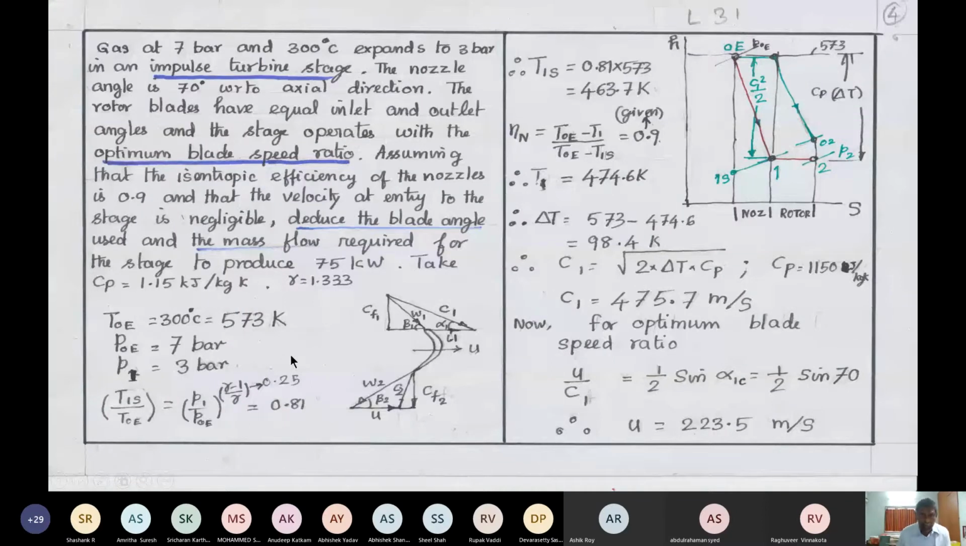Okay, so from the TS diagram, or rather HS diagram, we initially find out the temperature at 1s. So the actual expansion in the nozzle is 0e to 1. Then subsequently there is no expansion, the pressure remains constant, or rather the enthalpy remains constant.